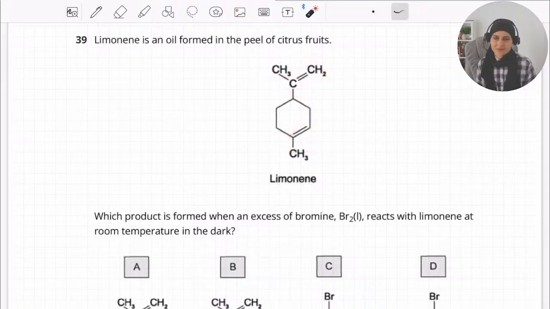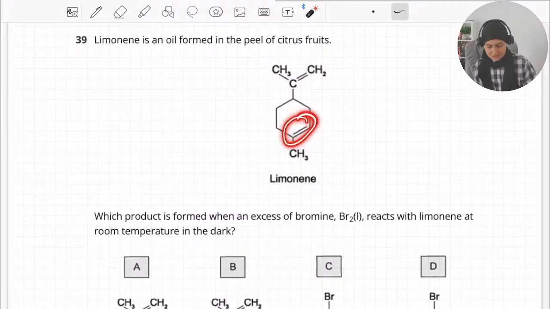It's not benzene, guys. I hope you see it's not benzene. There is no circle, there are no 3 double bonds. Yeah, no, it's not benzene. It's a cycloalkene with 1 double bond, so it would react just like a normal alkene would. And I'm adding bromine.